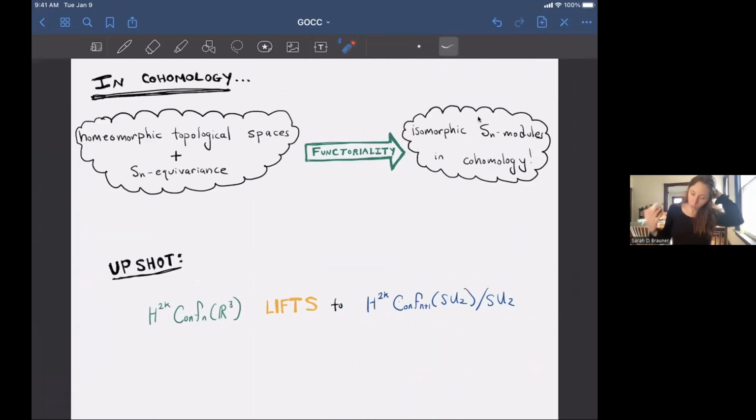So sort of the upshot here is that when I move to cohomology, that homeomorphism is going to tell me that I get isomorphic representations. So really the takeaway is that each piece of this cohomology of the configuration space is going to lift to a unique piece of this cohomology of my new configuration space. So this is an S_{N+1} rep, and this is an S_N rep.